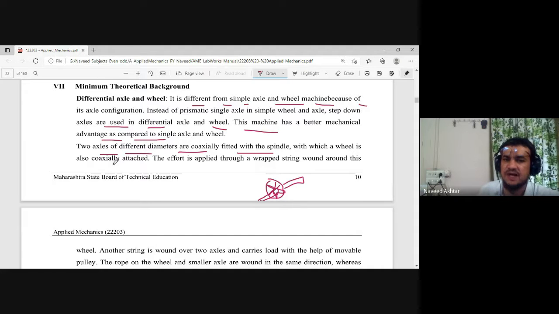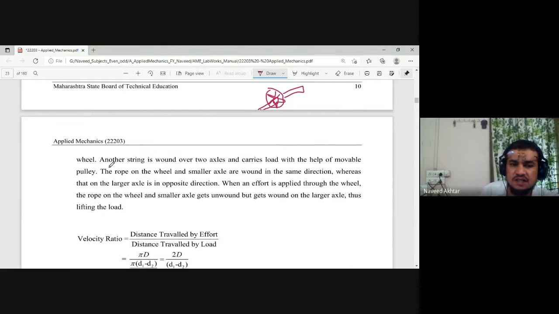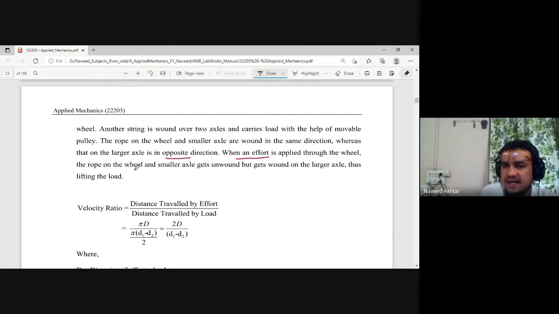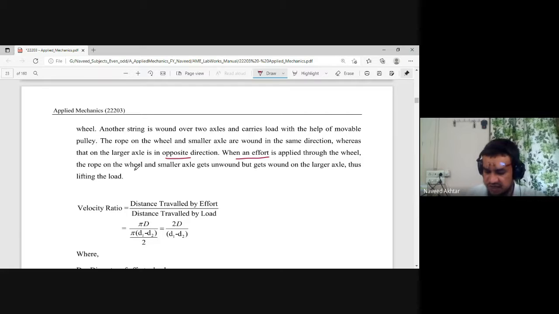The effort is applied through a string wound around the wheel. Another string is wound around the axle and carries a load with the help of a movable pulley. The rope on the wheel and the smaller axle are wound in the same direction, whereas that on the large axle is wound in the opposite direction. When an effort is applied through the wheel, the rope on the wheel and smaller axle gets unwound but gets wound on the large axle, thus lifting the load. So this is the way we can lift the load.